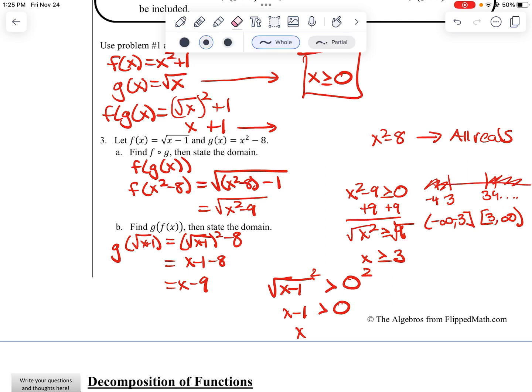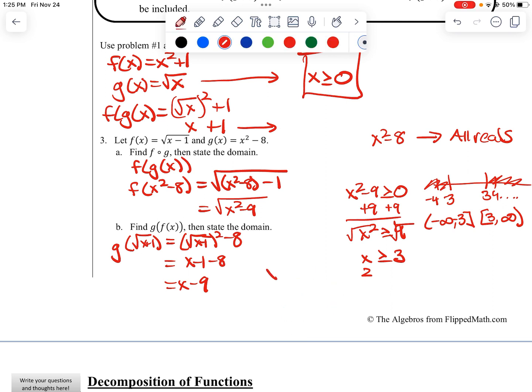No, I did that wrong. Sorry, I should have just said what's underneath the square root has to be greater than or equal to 0. So x minus 1 has to be greater than or equal to 0. So x has to be greater than or equal to 1. It should be greater than or equal to 0.